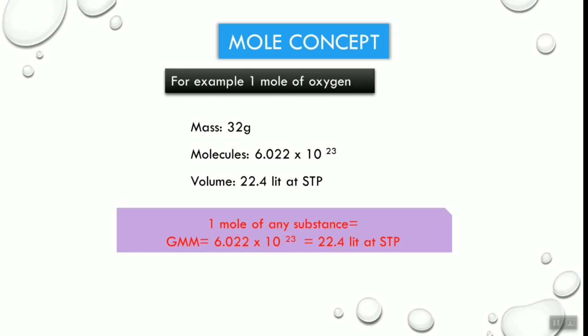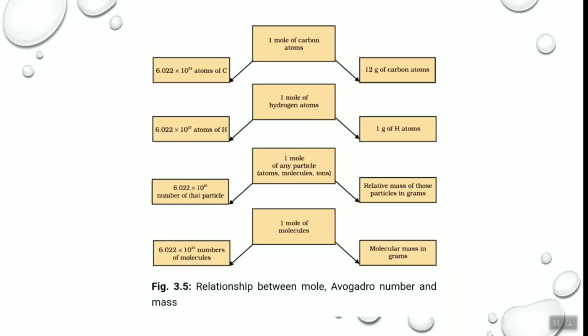So we can say in one sentence, 1 mole of any substance is always equal to the gram molecular mass, is always equal to 6.022 into 10 to the power 23, is always equal to 22.4 liter at STP. This is the relationship between the mole, Avogadro number and the masses.